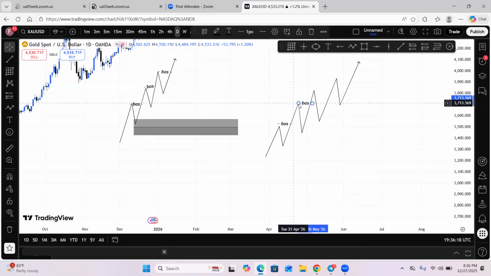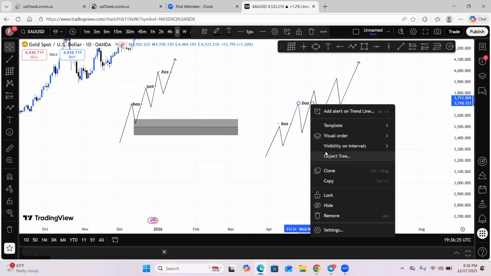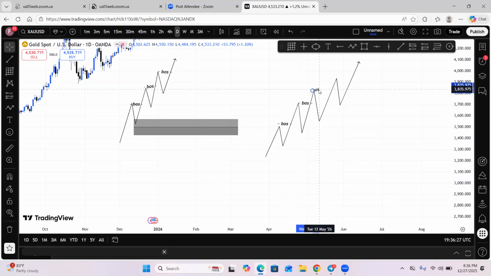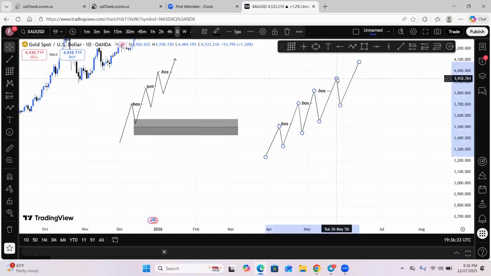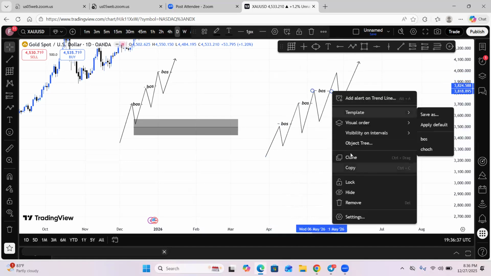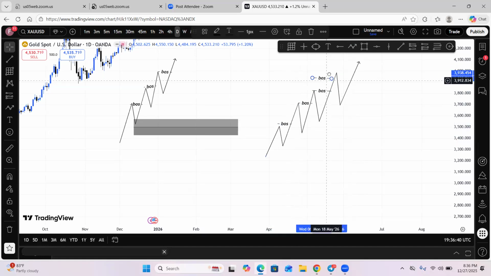Price cleared this level in the chart, creating another break of structure. Price cleared this level. Price did not come here and start selling. It came and continued moving up, creating for us another break of structure. Price cleared this level in the chart, creating for us another break of structure.